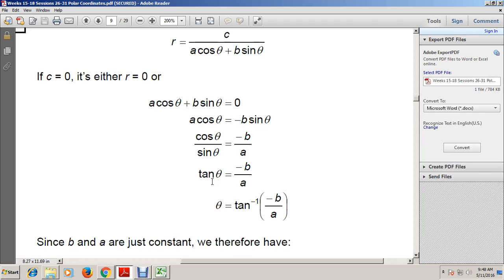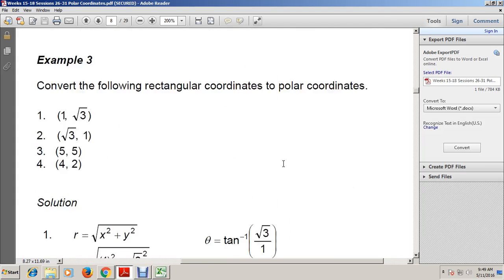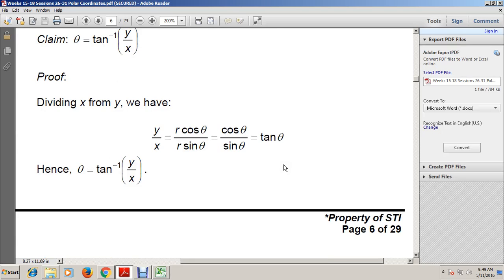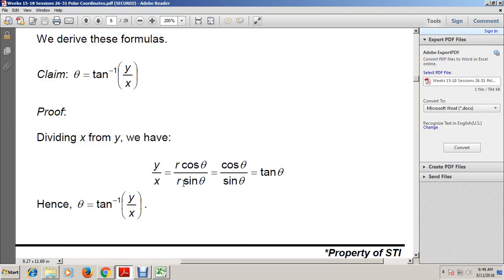Remember, our definition for tangent theta is sine over cosine. So if the objective here is to solve for tangent theta, we need to solve for sine over cosine. From this relationship, sine over cosine has the ratio a over negative b. Let's try to prove that again, that tangent theta is indeed sine over cosine. It was presented in the first video lecture that we have the definition of tangent as y over x.